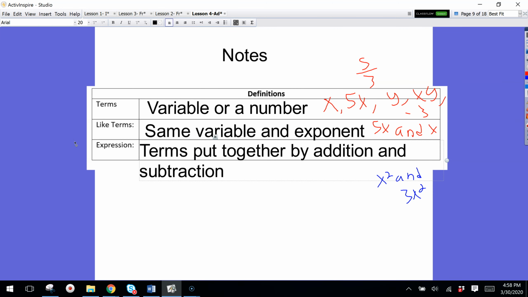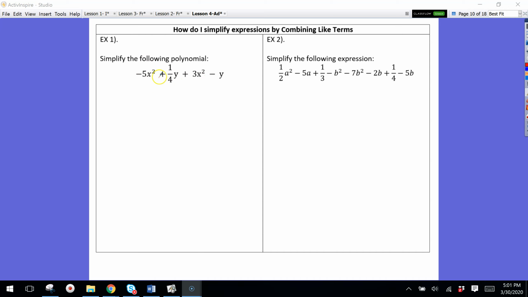All right, so we're going to start with our first example. So here we're going to put together our like terms. So the first like terms that we have here is the x squares. So I have a -5x squared and I have a +3x squared. Notice that I like to circle in the sign so that I know what I have. So we're putting these together. So whenever I'm simplifying an expression here, I'm just adding, I'm putting them together.